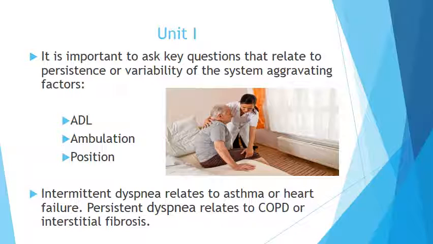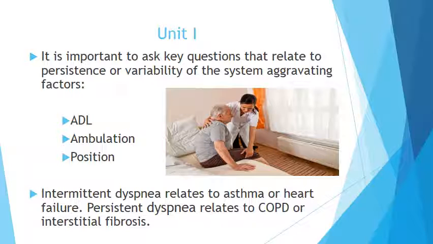It is important to ask key questions that relate to the persistence and variability of the symptoms and aggravating factors. Those factors can be what affects activities of daily living, ambulation, and position. We want to know how this affects the patient's life doing these things. And it's also important to determine the two different types of dyspnea. The first one is called intermittent dyspnea, which relates to asthma or heart failure. These are things that are more acute in nature.